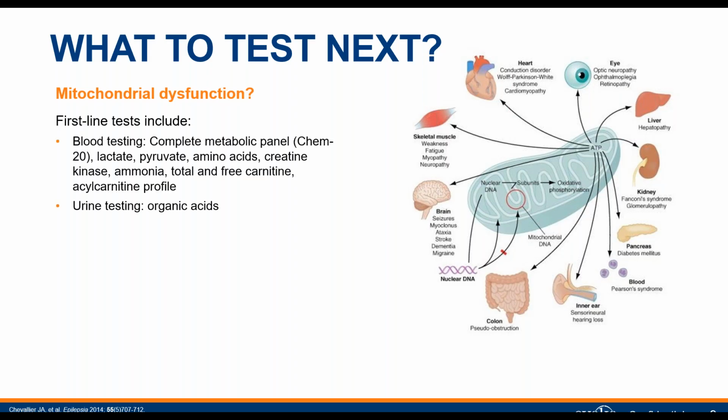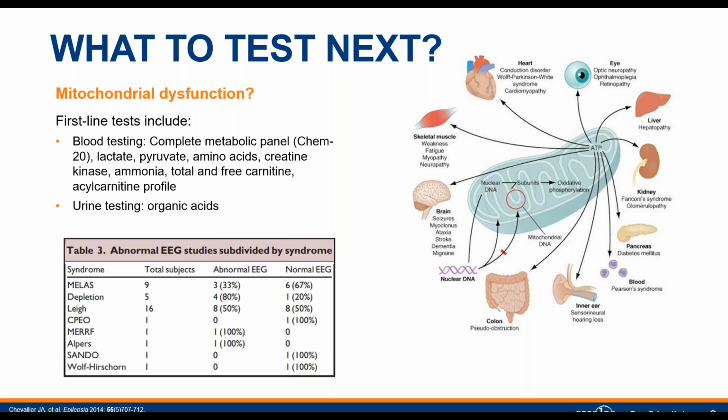So the first-line tests that I would suggest running include blood testing. Really, the complete metabolic panel is going to get you most of the way to where you need to go, but testing a number of different profiles as well, in addition to urine testing. And there are a lot of different syndromes related to mitochondrial dysfunction. In this table, it's showing you, in a relatively small study, but nevertheless, a lot of different syndromes are going to show up in an abnormal EEG.